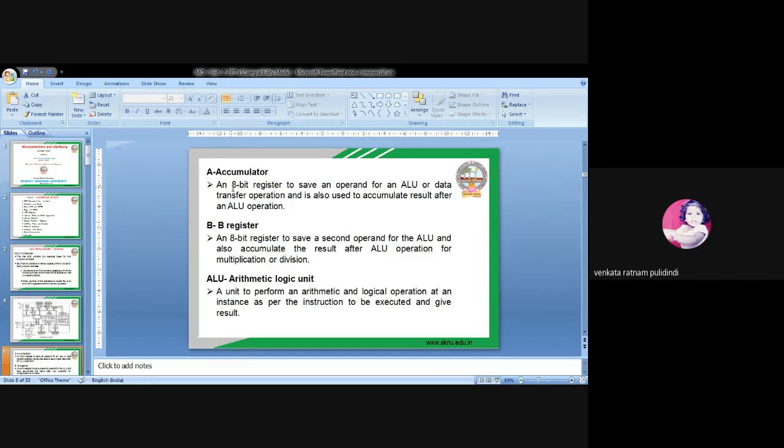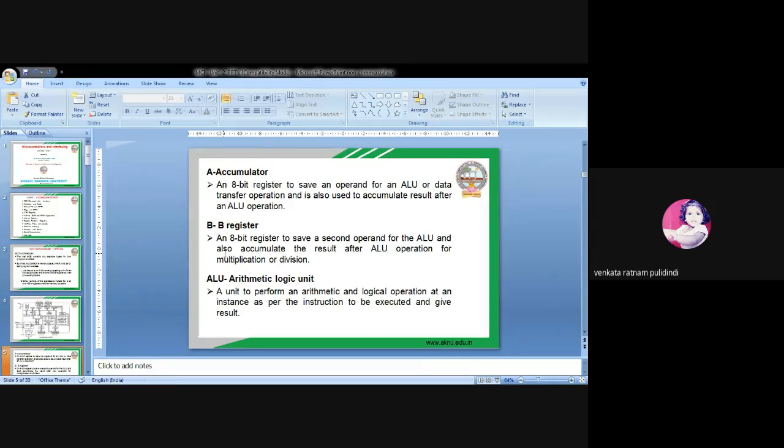It is the 8-bit register. Now we have another register that is nothing but the B register. It is also an 8-bit register. It is used to store the second operand.